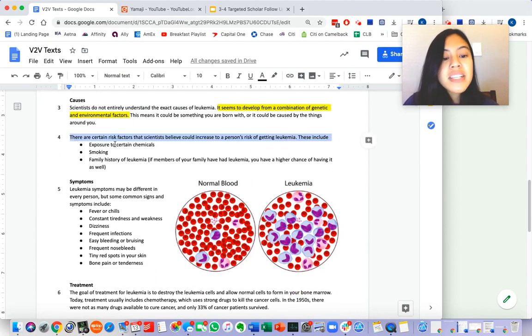There are certain risk factors that scientists believe could increase a person's risk of getting leukemia. That means that the risk of that person getting leukemia is higher if these things happen to them. These include exposure to certain chemicals. That means you're around toxic or poisonous things, smoking, or a family history of leukemia. If members of your family have had leukemia, you have a higher chance of having it as well.